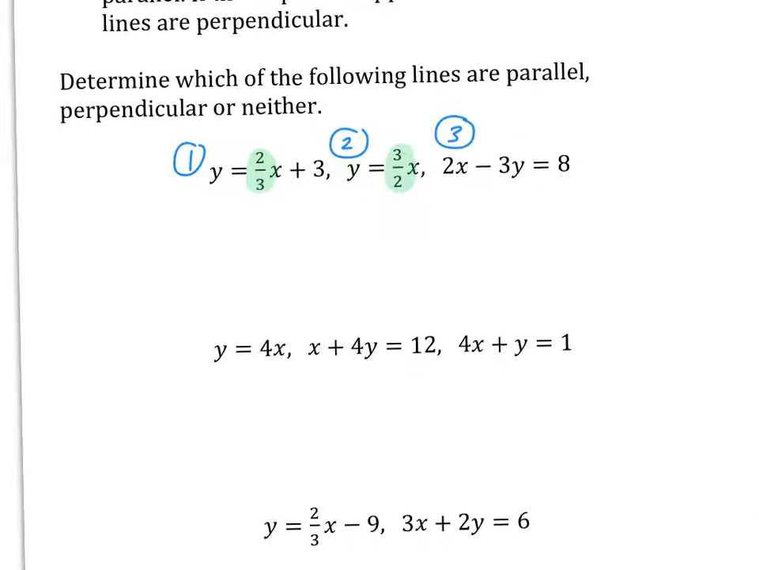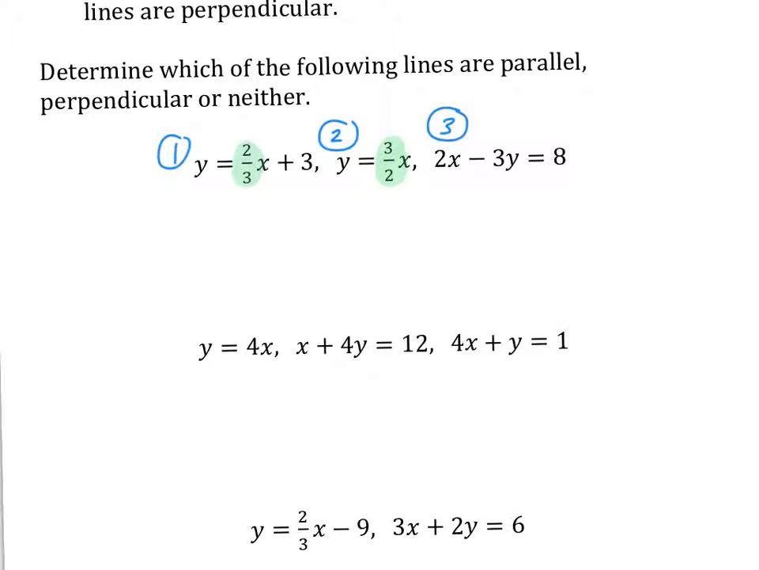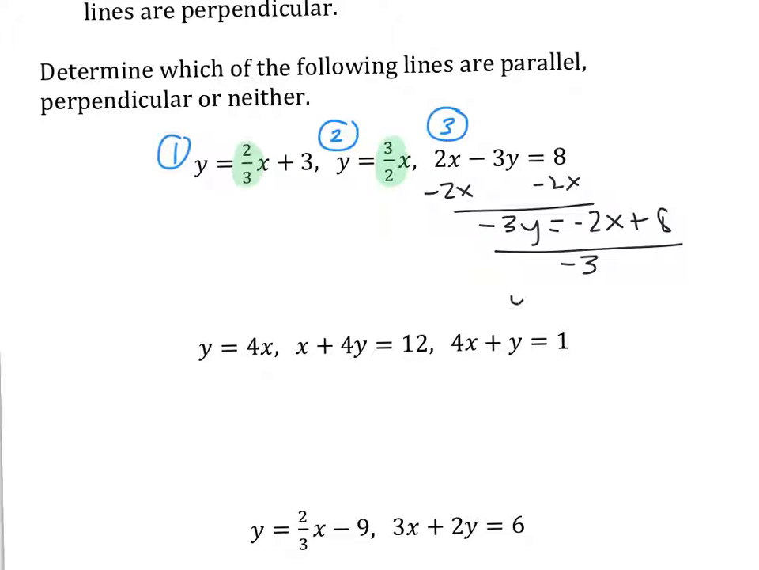Okay, so let's take a look at number 3. I want to write that into slope-intercept form so I can actually see what the slope is. So I'll subtract 2x and get negative 3y equals negative 2x plus 8. Then I'll divide everything by a negative 3. So y equals 2/3 x minus 8/3. So the slope of this third line is 2/3.